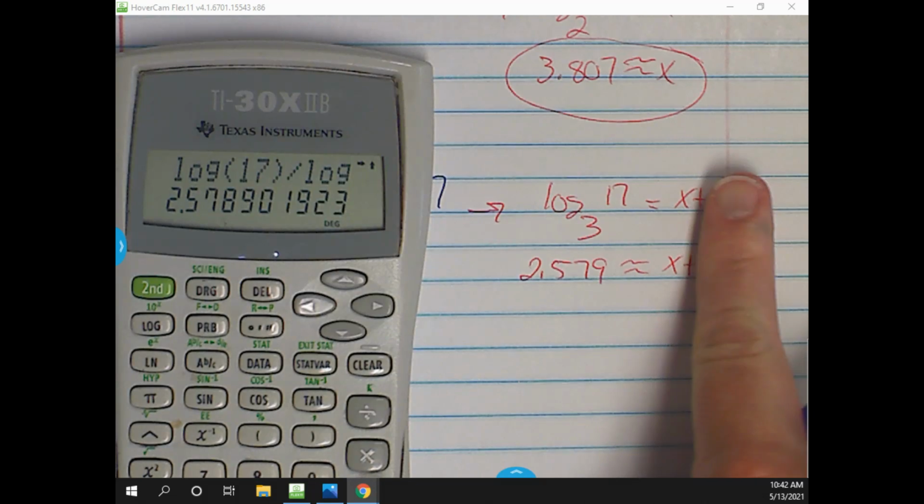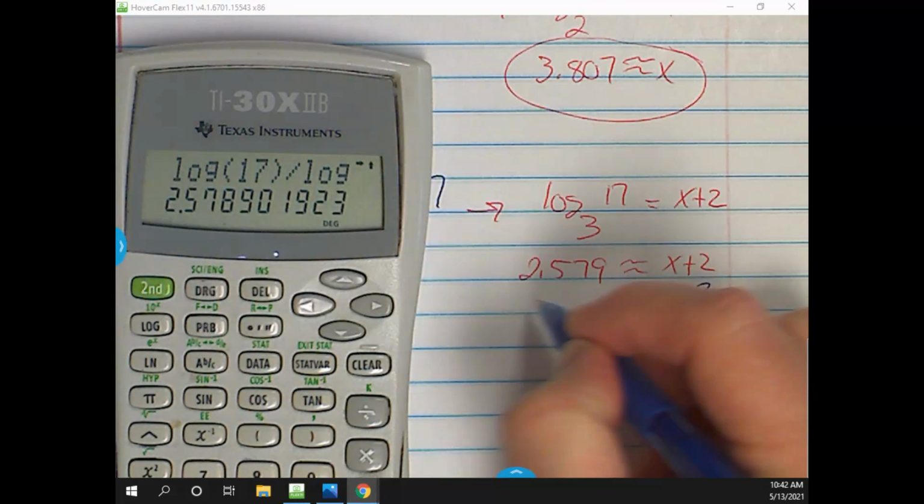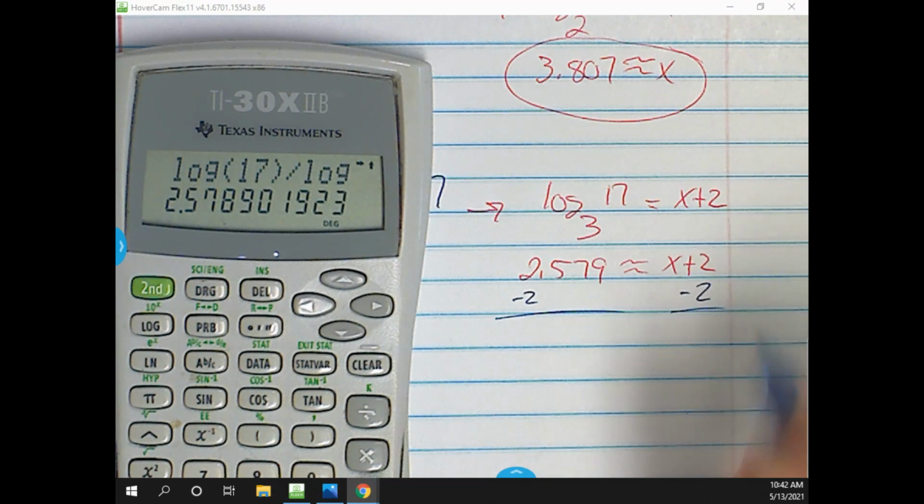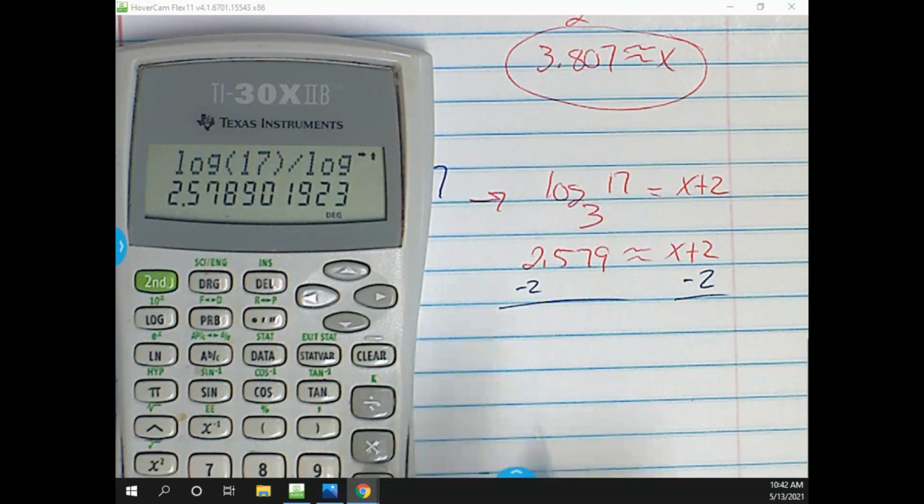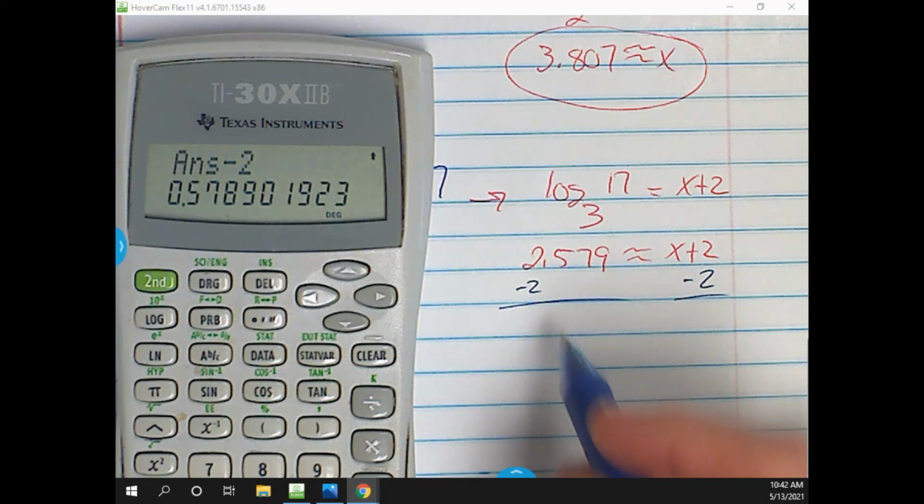Now, it's not just x anymore. It's x plus 2. So then your next step is you have to go back and subtract the 2. But again, if you've got the answer in your calculator, just minus 2, and now it's going to be 0.579.